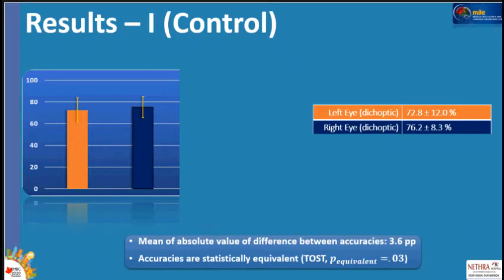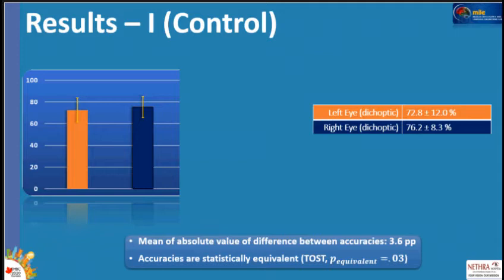The accuracies of the left and right eyes for the participants in cohort 1 are shown here. The accuracy values of the left and right eyes are statistically equivalent, as shown by two one-sided t-tests. The mean value of the difference between the accuracies is 3.6 percentage points.